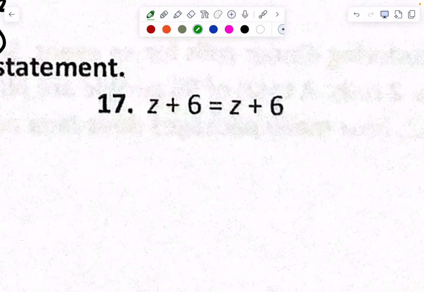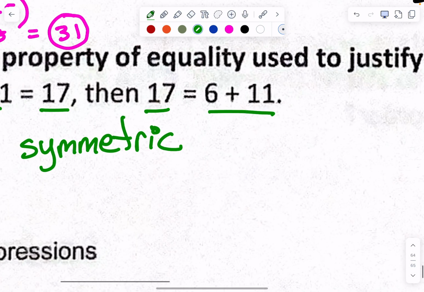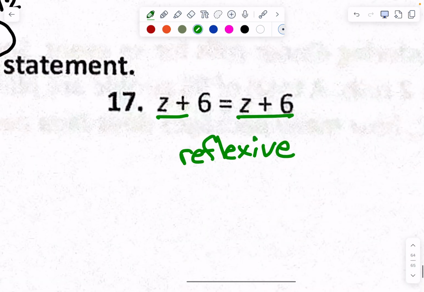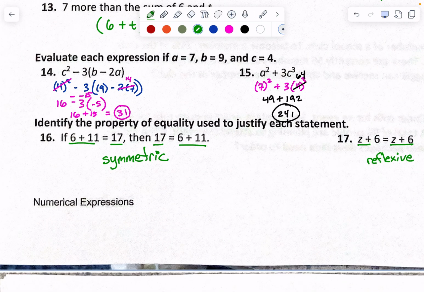What about 17? That is the reflexive. What's the difference? Because it's exactly the same on both sides, versus the symmetric is symmetry, right? Do you remember in art class where you take the paper and paint on one side and you fold it together? And it's like the mirrored image, okay? This one is exactly the same. This one's the mirrored image, so it's symmetric. Okay? Good?